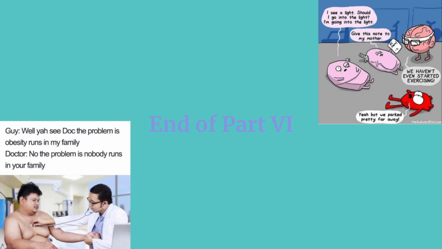Alright, so that wraps up part 6, the final part of the urinary system. In part 6, we discussed urine storage and elimination, including the anatomy of the ureters, the urethra, and the bladder, and voiding of urine.